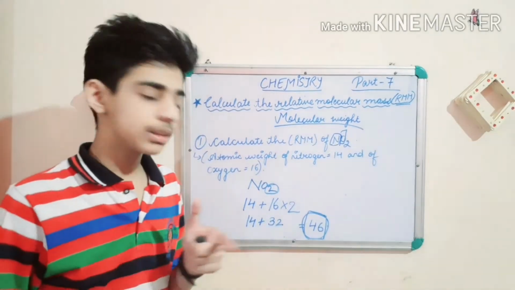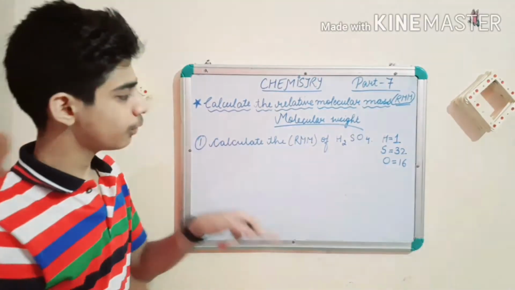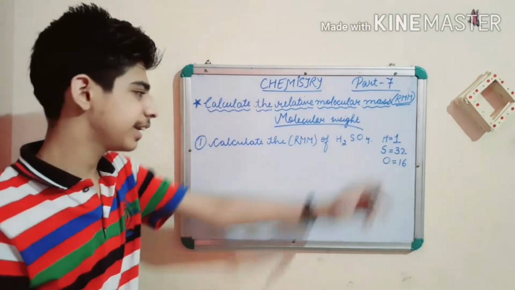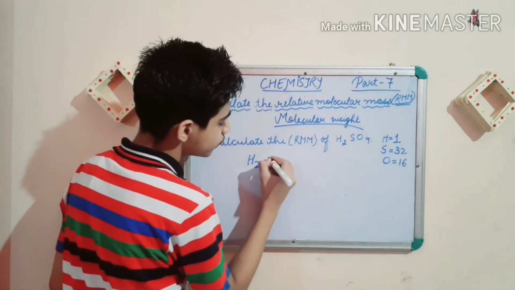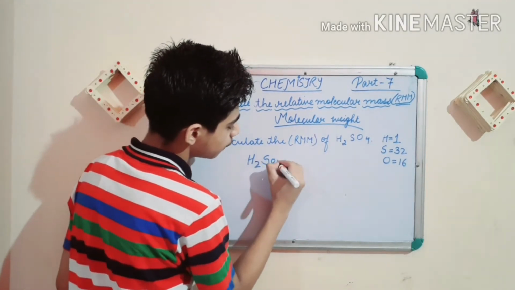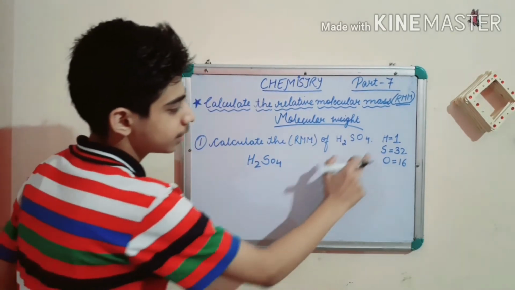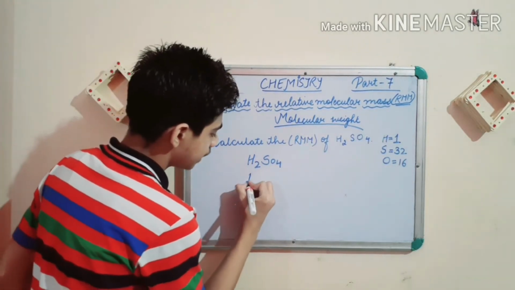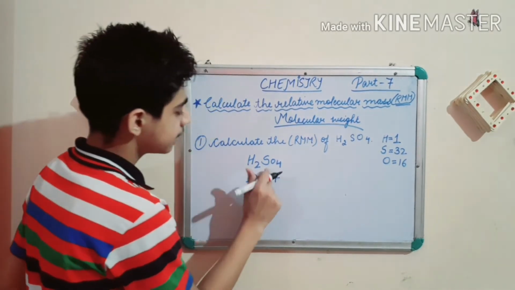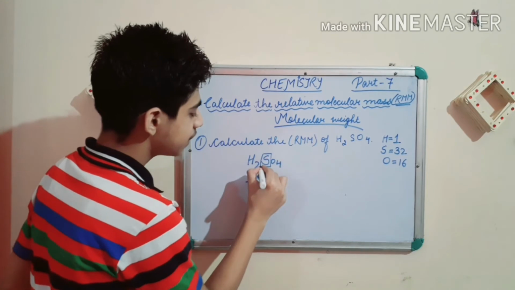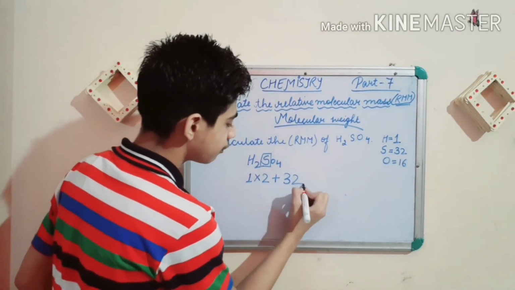Now I am going to take you through some more examples, 2 or 3, so that it is clear. So, one more example: H2SO4, which is sulfuric acid. For the first step, we have to write the formula like this, H2SO4. What is the atomic weight of hydrogen? 1. So 1 into 2, because there are 2 hydrogen, plus what is the atomic weight of sulfur? 32. Only 1, so no need of multiplication.